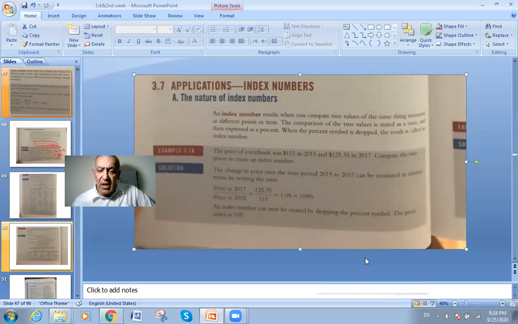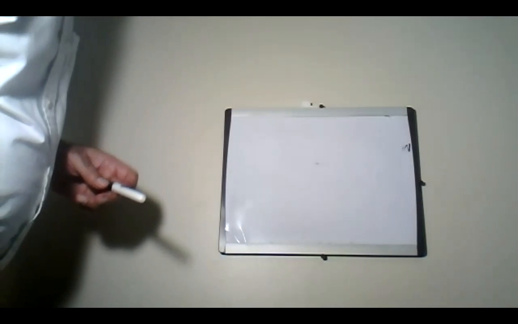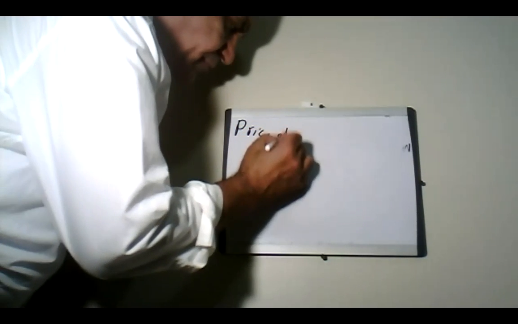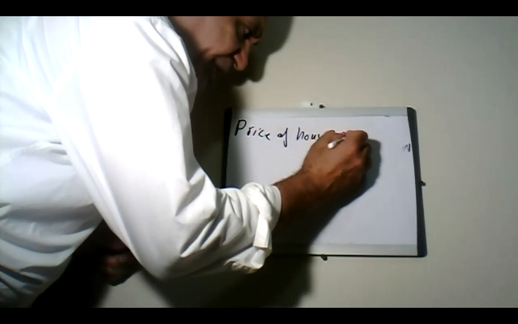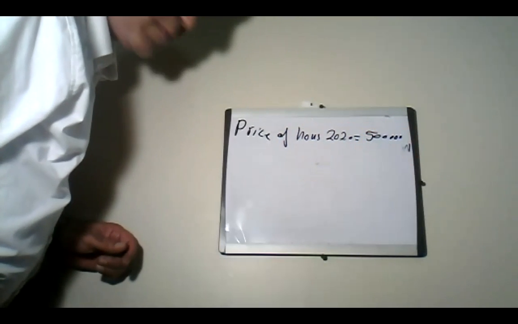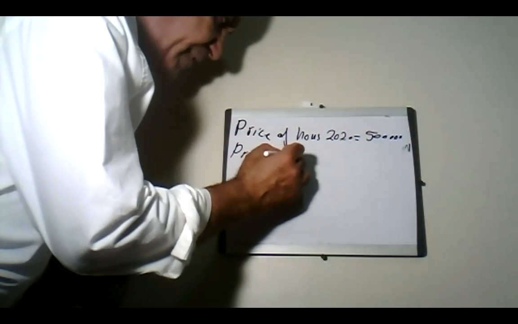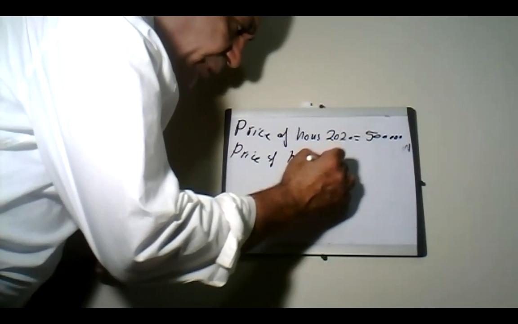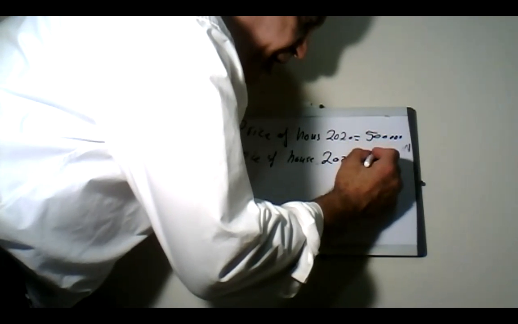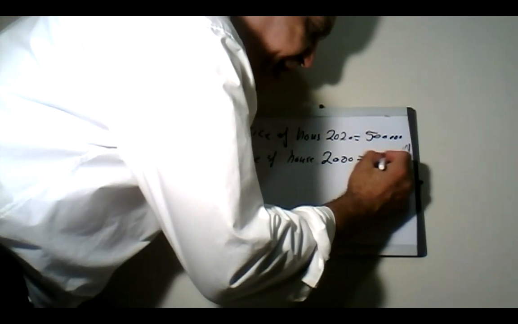Okay, let me give an example quickly of my own. The price of a house in 2020 is 500,000. The price of the same house in 2000 was, let's say, 250,000.